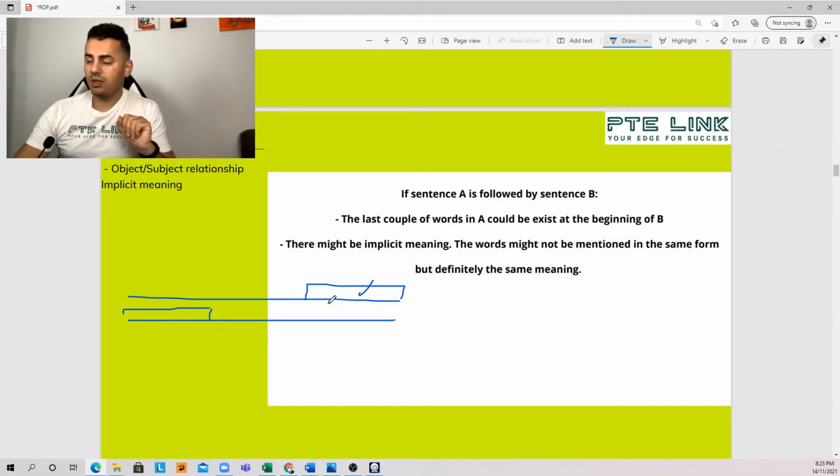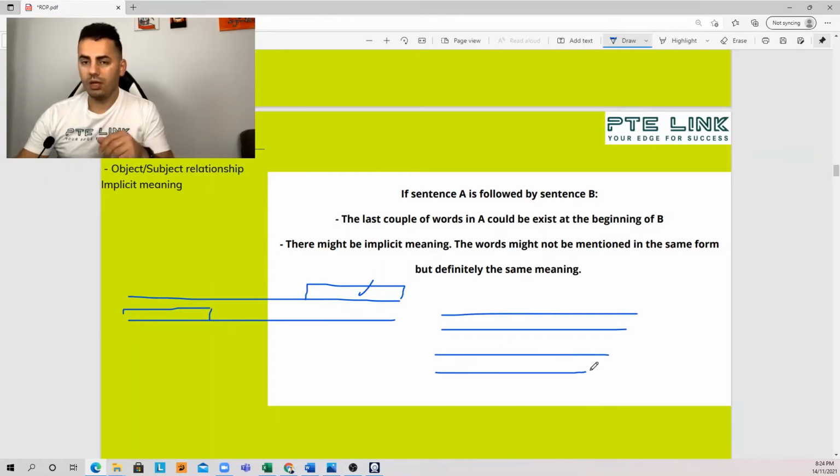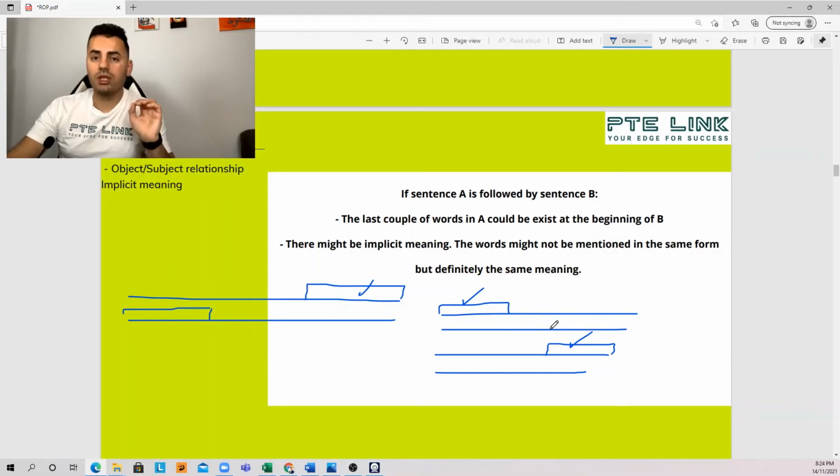Yeah? So what you have to do is assume you have 4 sentences, like 1, 2, 3, 4. Those are the sentences that you need to reorder. And somehow you found the last couple of words in number 3 at the beginning of number 1. They could be mentioned the same or as a synonym. And this is why I mentioned the implicit meaning, yeah? Like you could at least find the meaning of the last couple of words here is conveyed here at the beginning of 1. So this could be a potential clue for a potential pair.